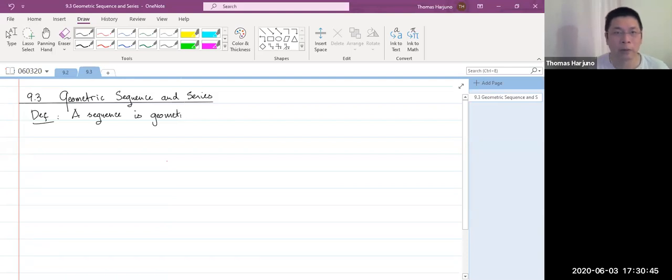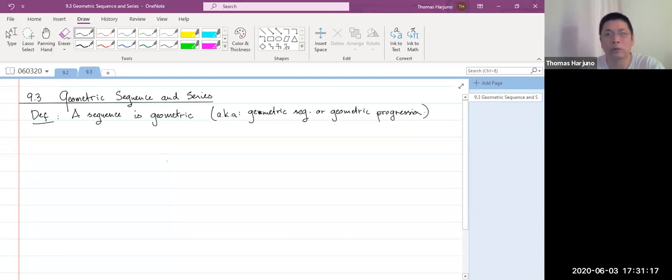Okay, maybe I'll write it down. It's geometric, also known as geometric sequence or geometric progression. For your level, we will just call it geometric sequence. But once you go a bit further, then you start seeing some professors actually call that geometric progression. But it's just a word play.